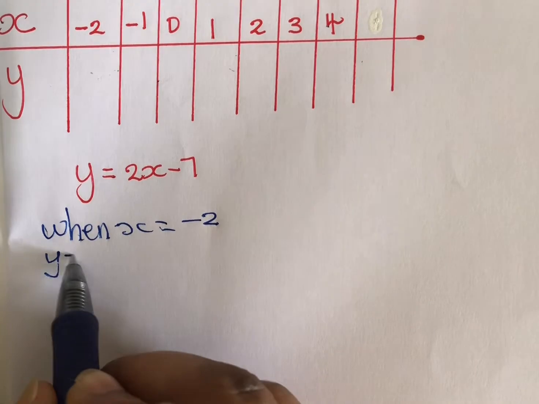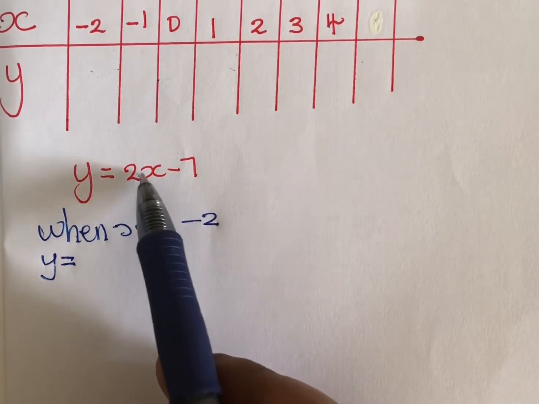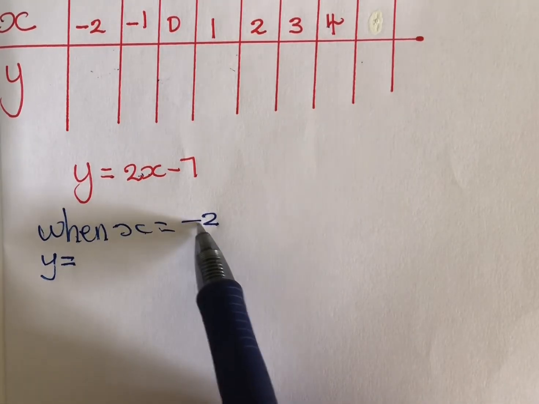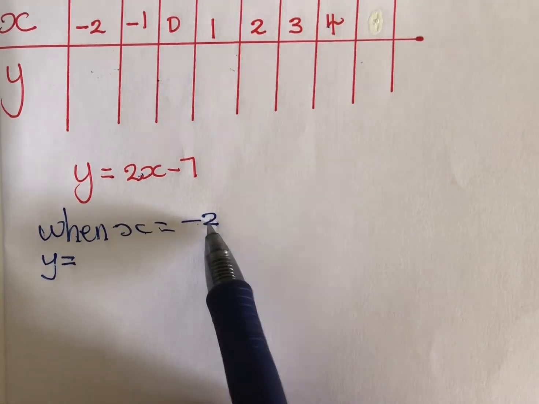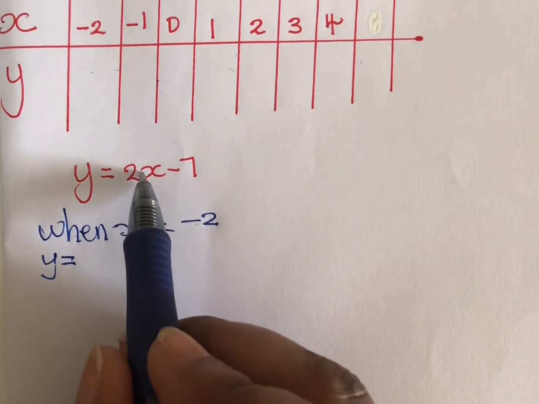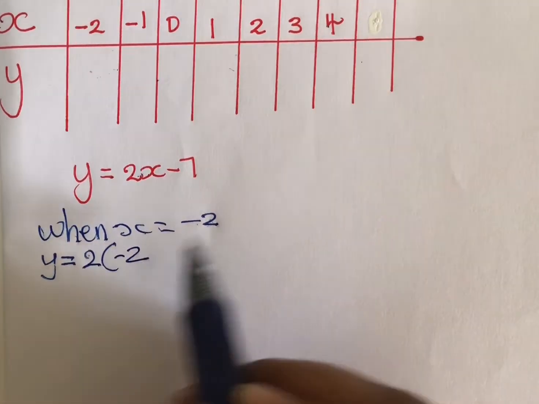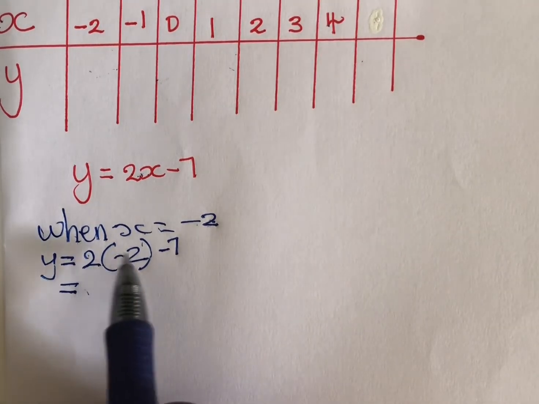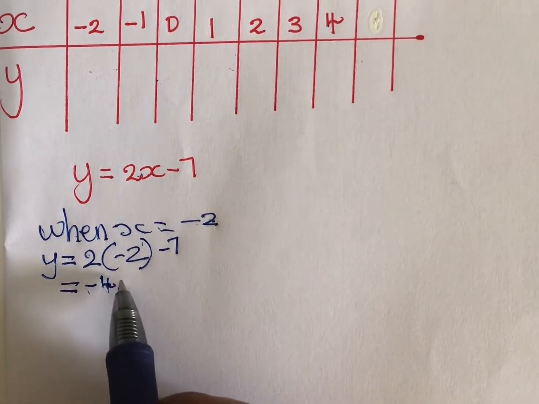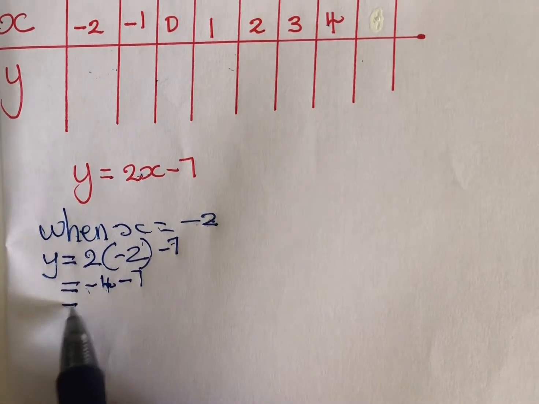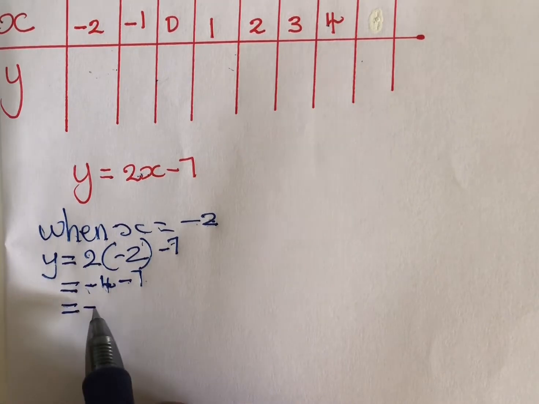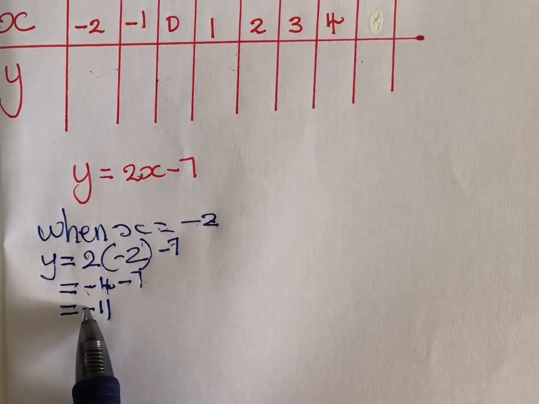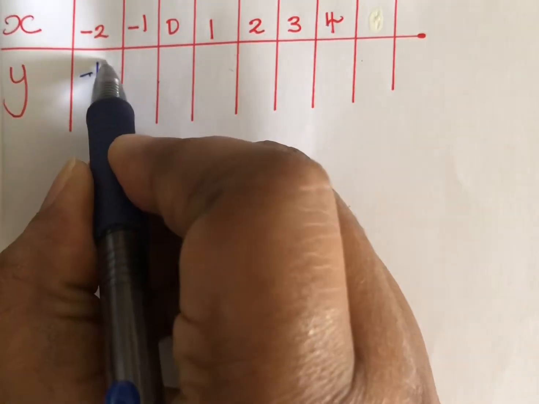I then substitute that value into my linear equation. Where I see x, I'm not going to rewrite x. Instead, I will write -2. So here we go. It is 2 times -2 in this case minus 7. And we simplify. 2 times -2 will give us -4. Minus 7. -4, -7, -11. So when x is equal to -2, y is equal to -11.